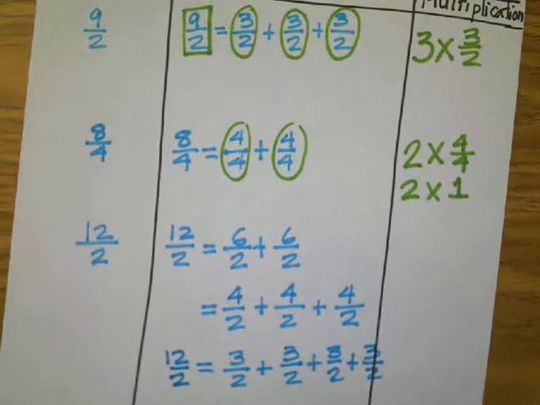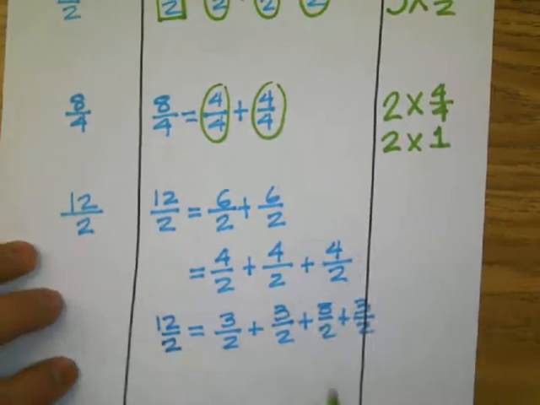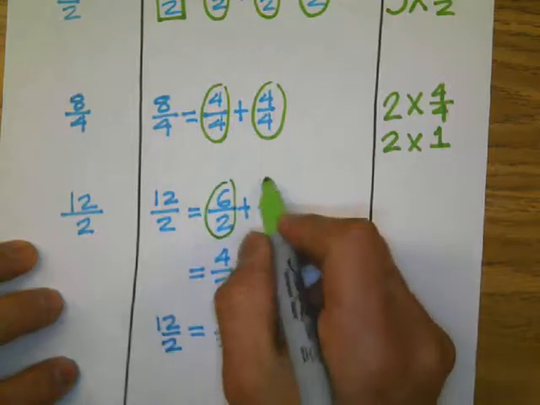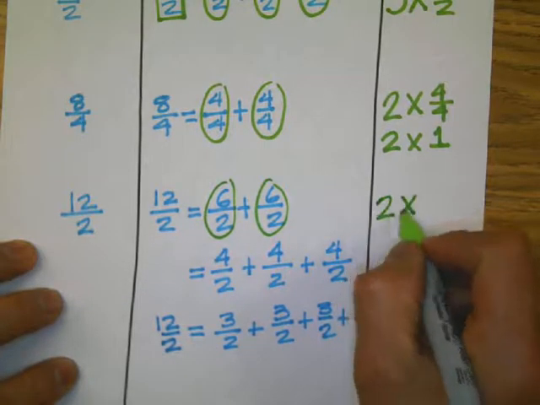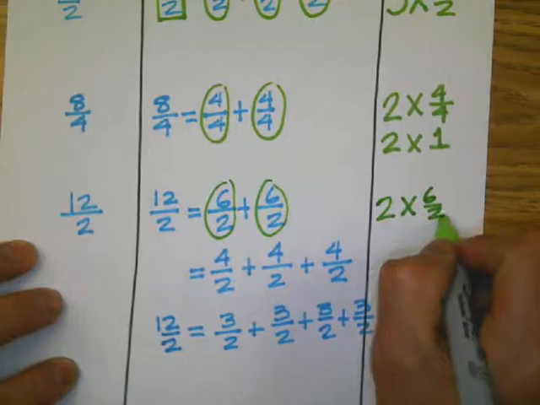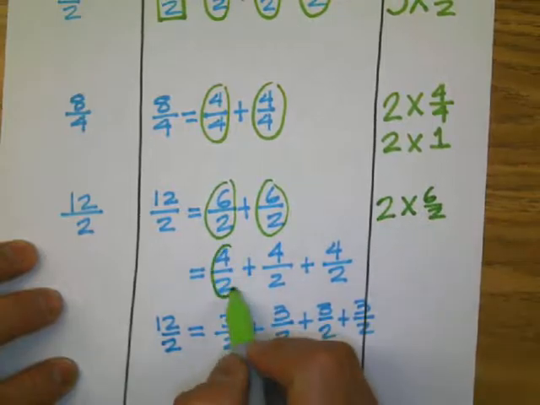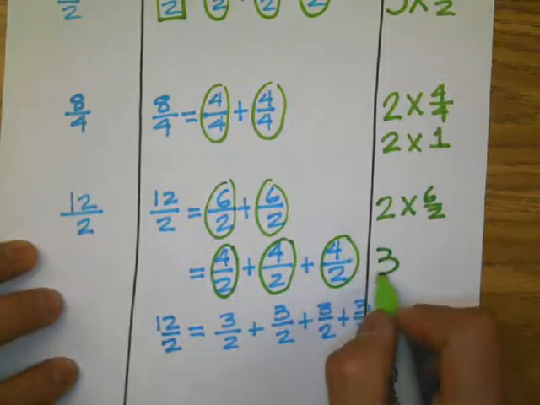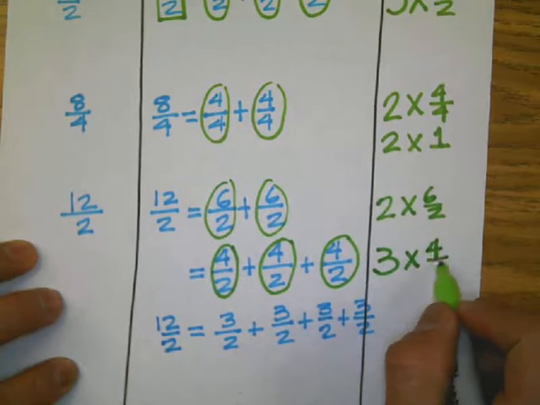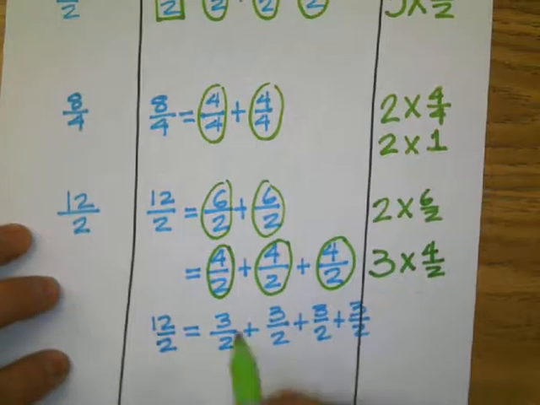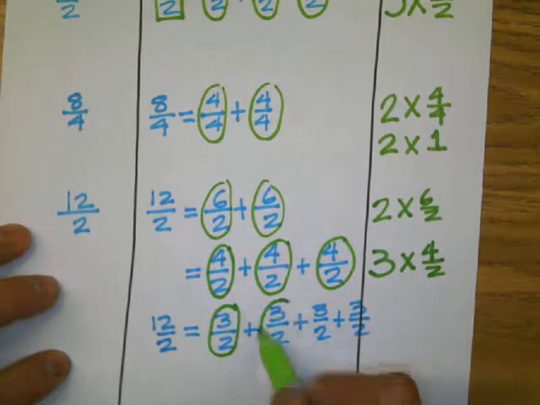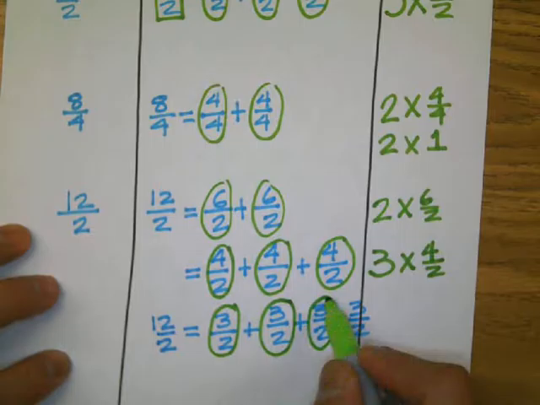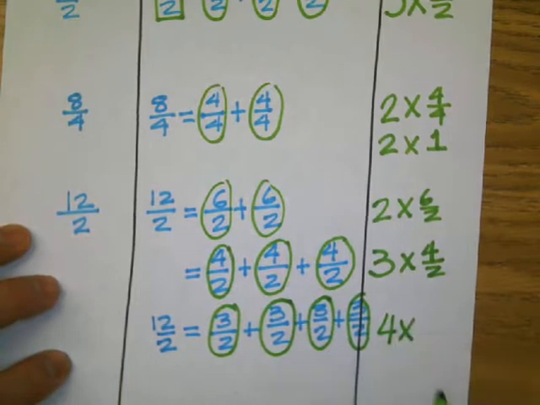Now let's convert all of this into multiplication. 2 groups of 6 halves. This one is 1, 2, 3 sets of 4 halves. And our last example says 1, 2, 3, 4 sets of 3 halves.